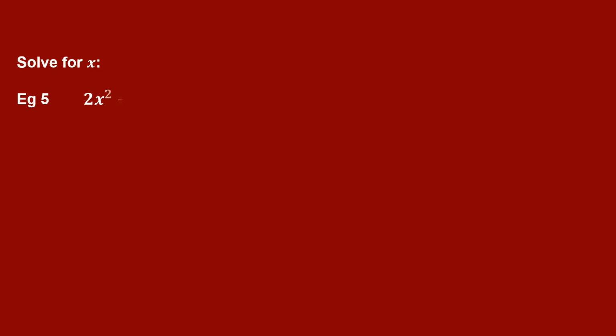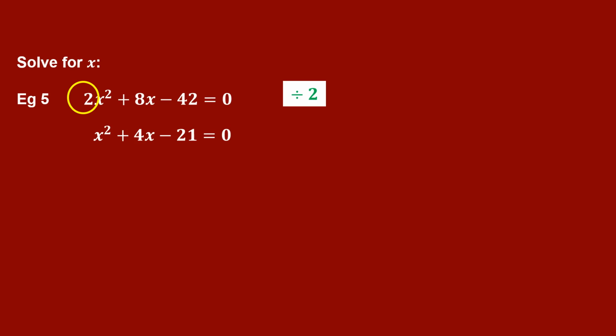One final example, 2x squared plus 8x minus 42. Now we've got a problem. We've got a 2 in front. What do we do with that? Well, all of those numbers can be divided by 2 quite nicely. So straight away we divide by 2 and we end up with x squared plus 4x minus 21 is 0.